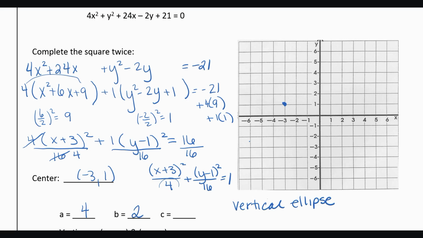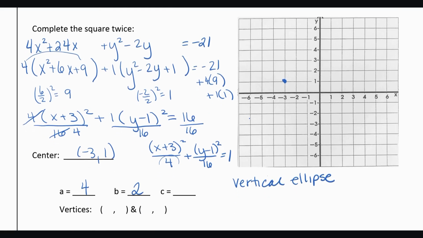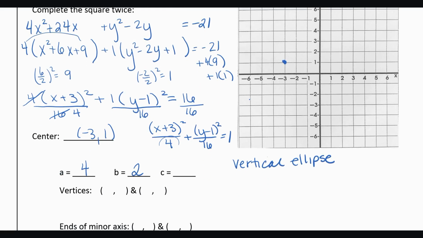And we still find c the same way. So c, we're going to take c squared equals a squared minus b squared. So c squared equals 16 minus 4, which is 12. So c equals the square root of 12, which is equal to 2 square root of 3.